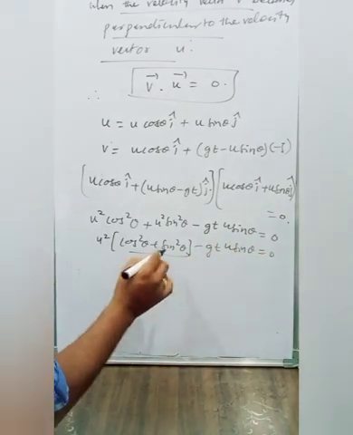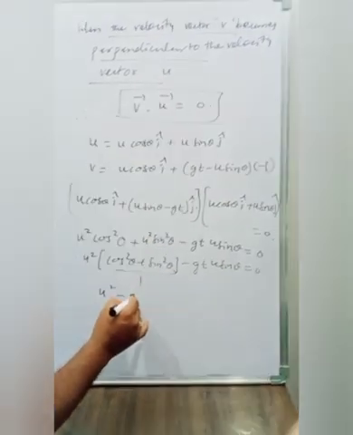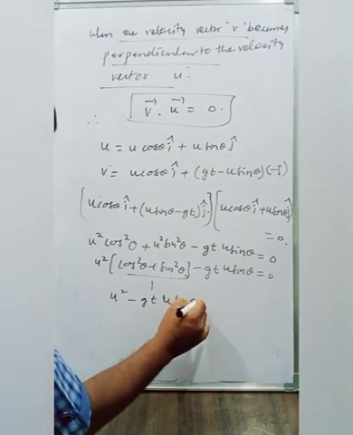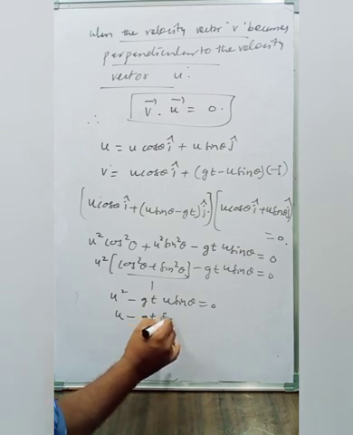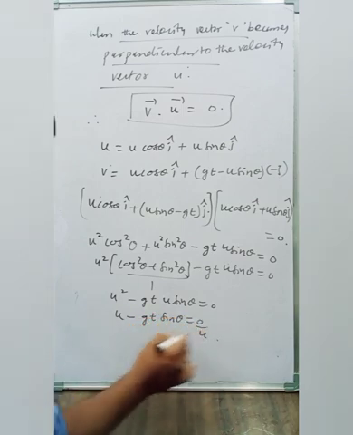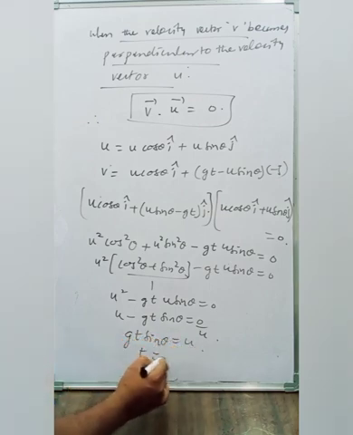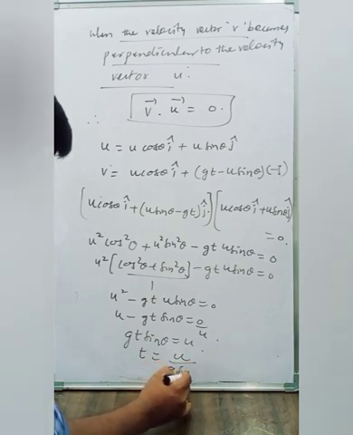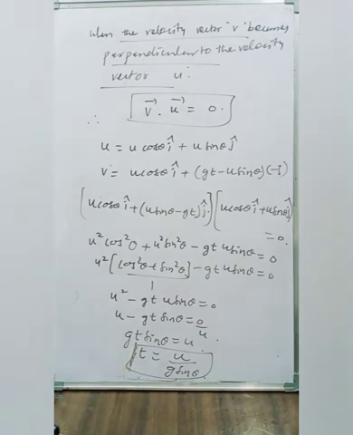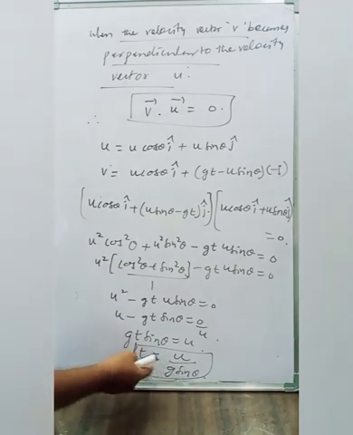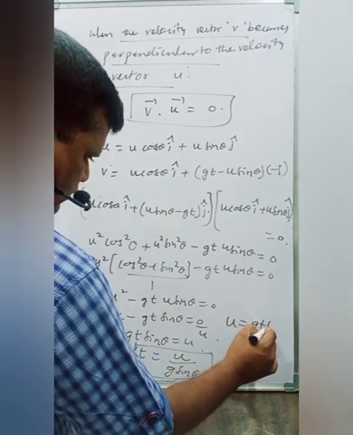This is a 1 value, sin square theta plus cos square theta is equal to 1. Therefore, U square minus gt U sin theta is equal to 0. Here common of U. Therefore, U minus g t sin theta is equal to 0 by U. Therefore, g t sin theta is equal to U. Therefore, t is equal to U by g sin theta. This is the required equation for the velocity. They asked here velocity in terms of t. We wrote velocity means U is equal to g t sin theta.